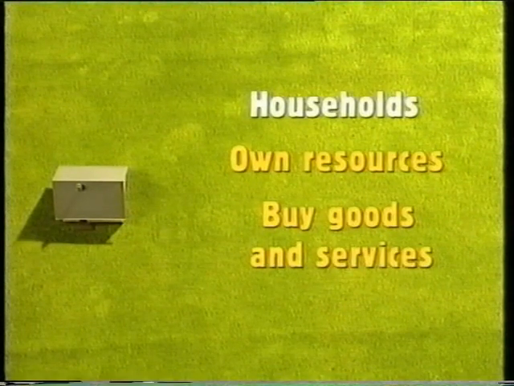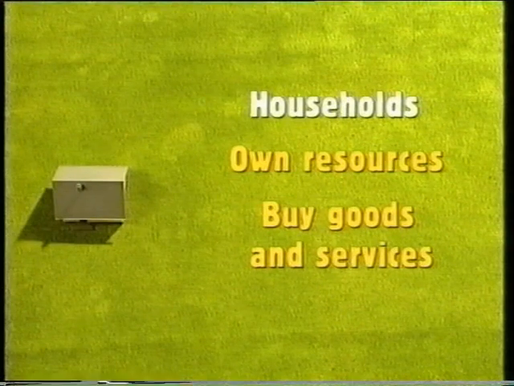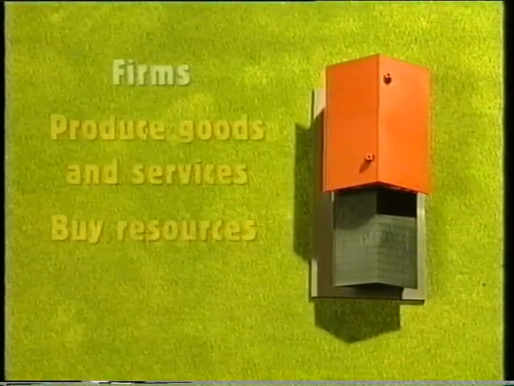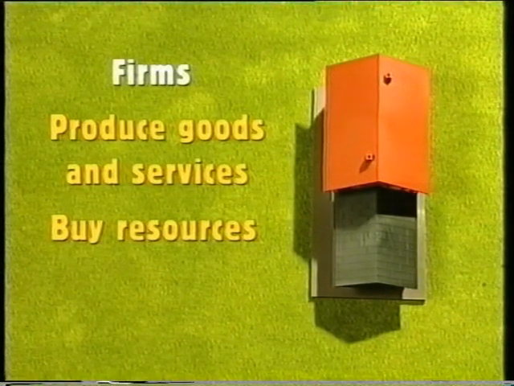Households and firms both have two functions. Households own productive resources and buy goods and services. Firms produce goods and services and buy resources.